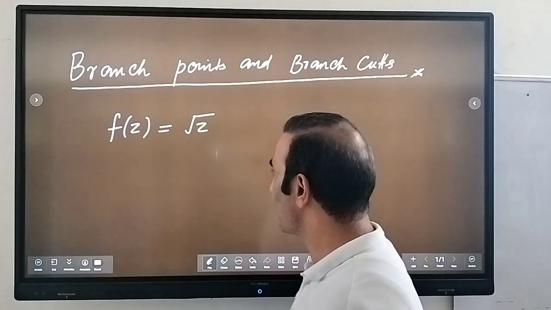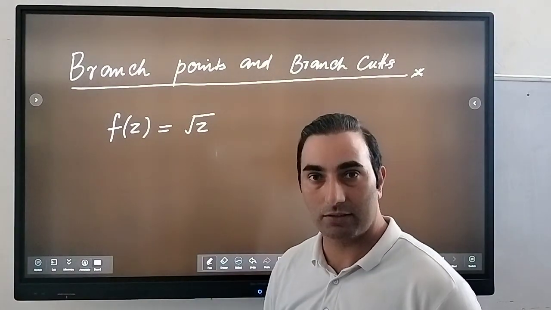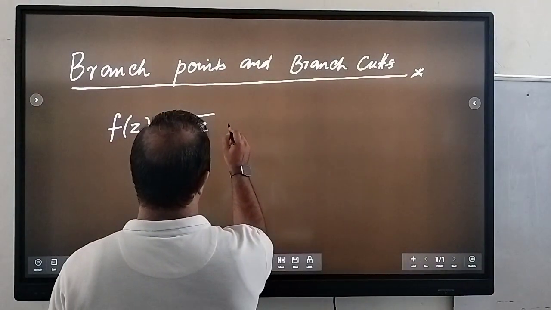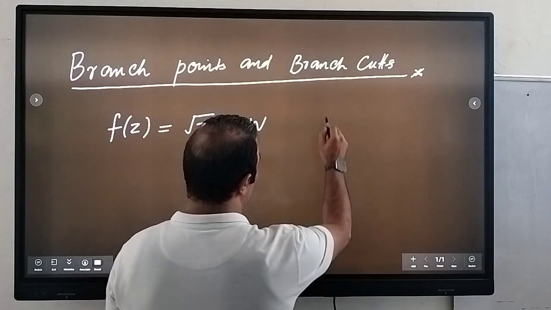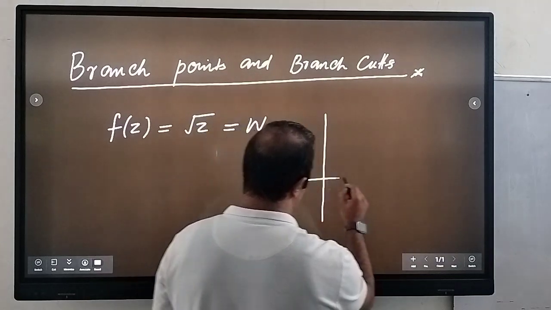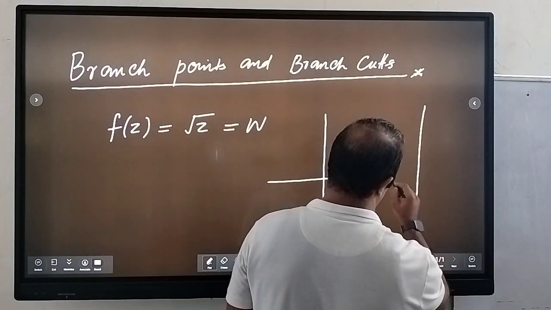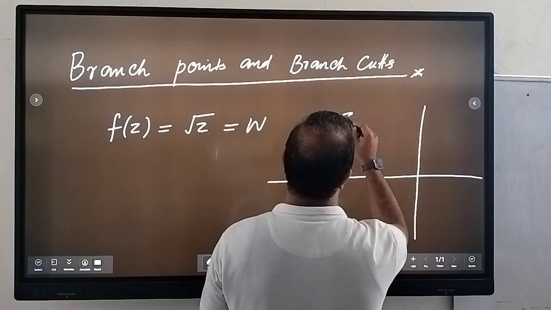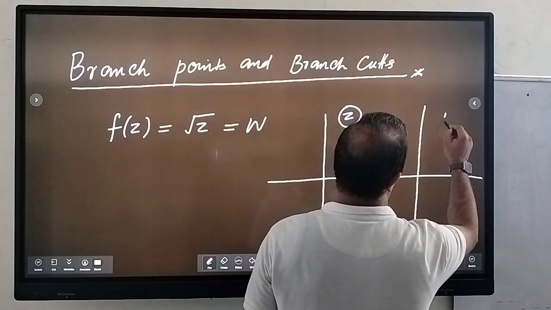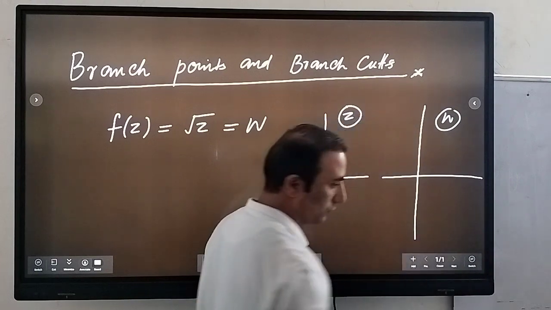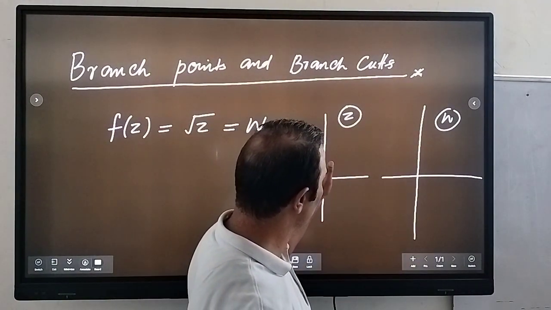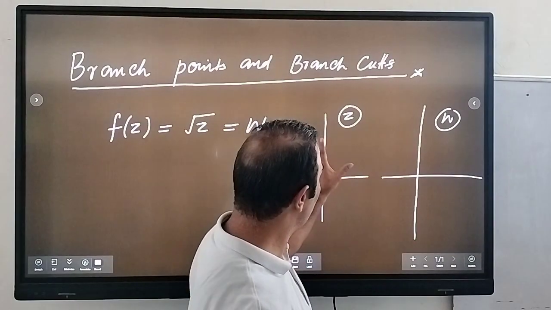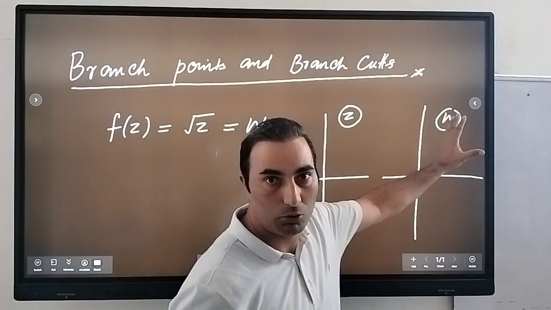Suppose we consider the function square root of z, and it is equal to some number w, right? And we want to make a transformation from this complex plane to that plane. So this is our z plane and this is our w plane, and we want to do mapping from the z plane to our w plane.